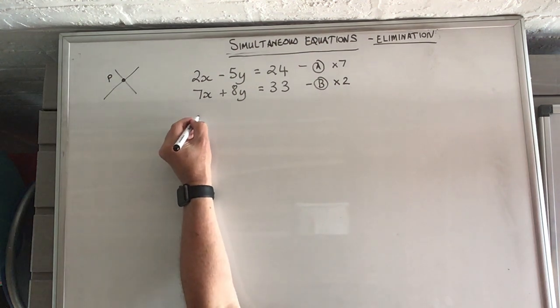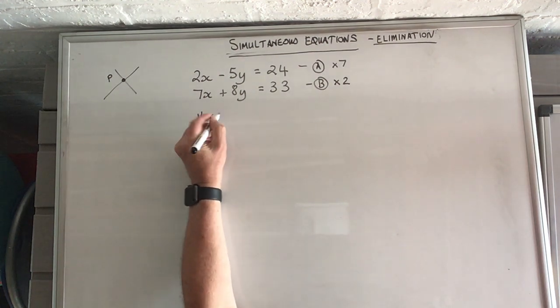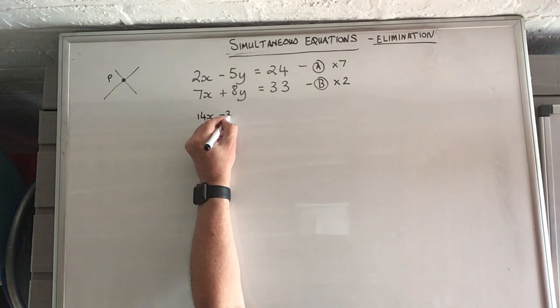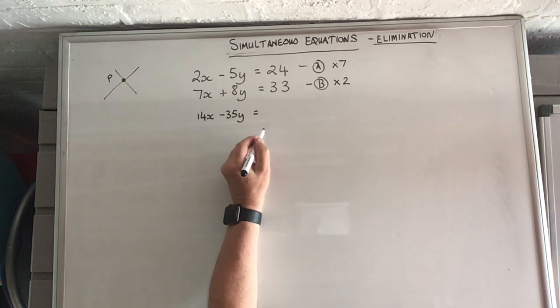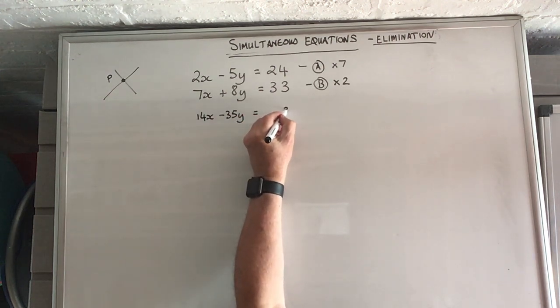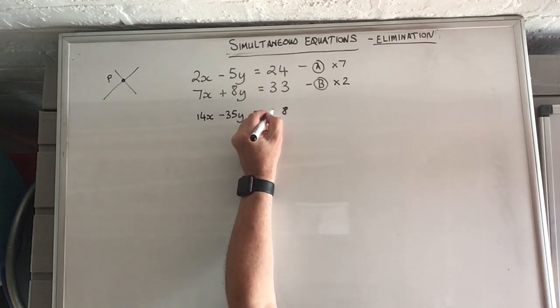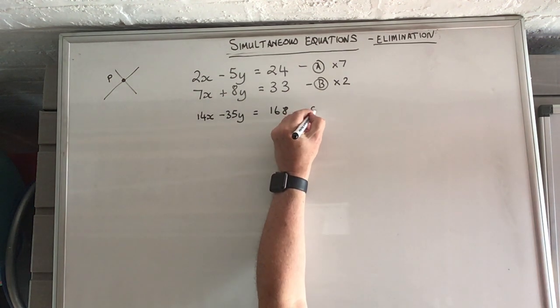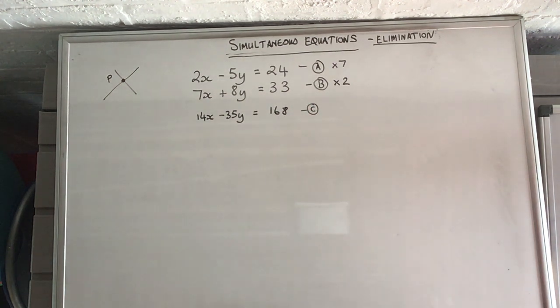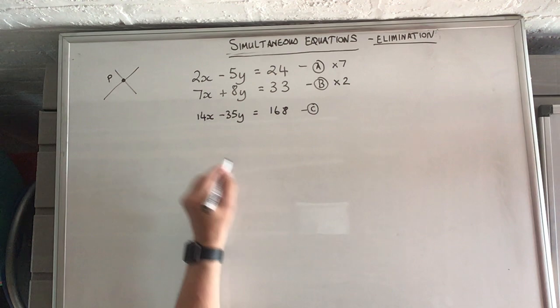And that will give me 14x minus 35y is equal to 7 times 24, so 7 4s are 28, carry 2, 168. So really quite big numbers here, so sometimes you can get big numbers, you've got to be careful. If you're lucky, this might be a calculator question and you could use a calculator, but we don't really know that.